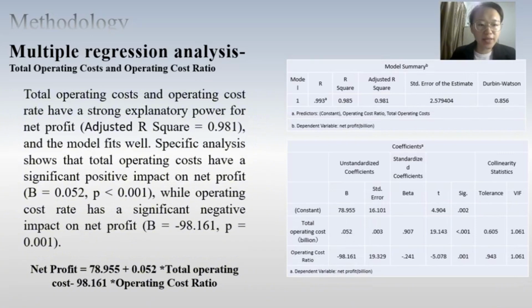Multiple regression analysis: total operating costs and operating cost ratio. From the table, we can see that the adjusted R square is 98.1%, indicating that the model has a good goodness of fit. At the same time, we can see that p-values of total operating cost and operating cost rate are less than 0.05, indicating that they have a significant impact on net profit.